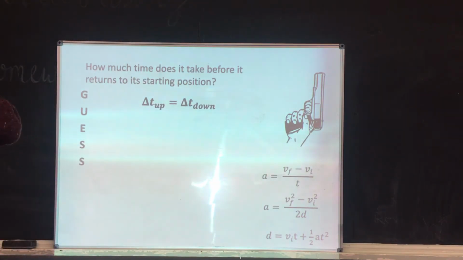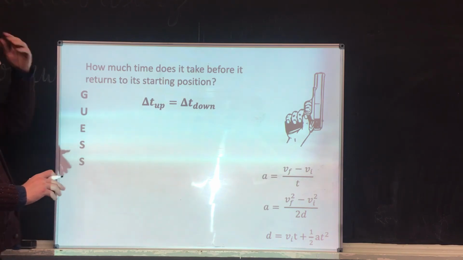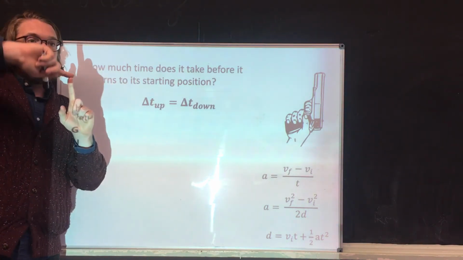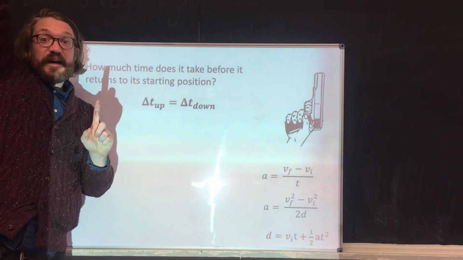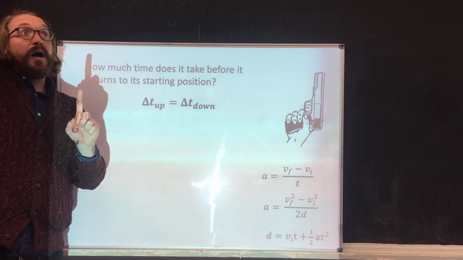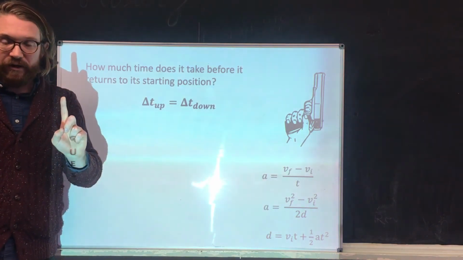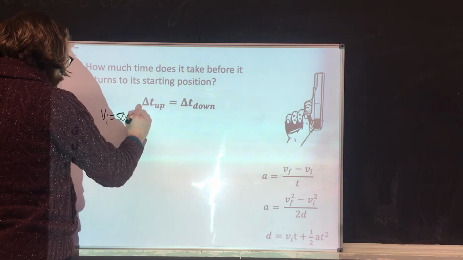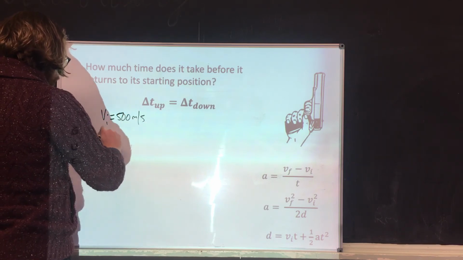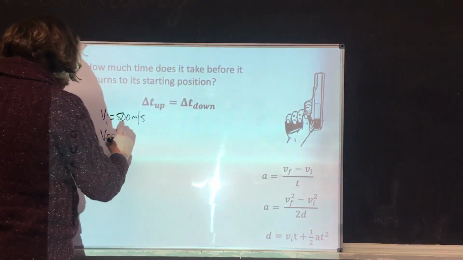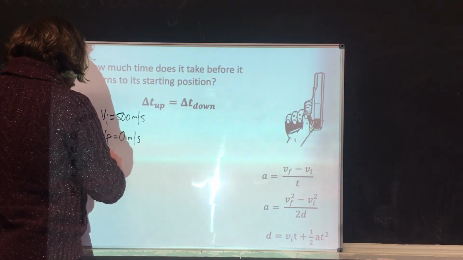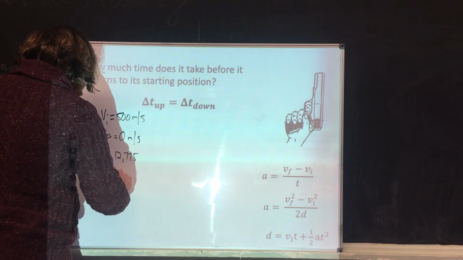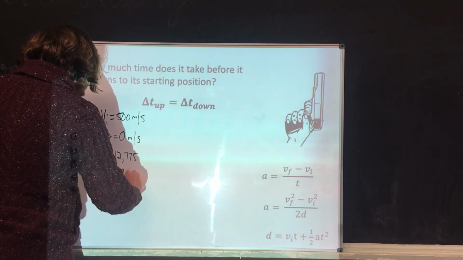All right, the last one here is how much time does it take before it returns to its starting position? Okay, so now we're shooting the bullet in the air. We know it goes 12,775 meters into the sky. I want to know how long it takes to go up and then fall back down to where it started. So again, we know our initial velocity is 500. We know that the final velocity all the way up at the top is 0. We know that the distance is 12,775. We know the acceleration is equal to 9.8 meters per second squared.